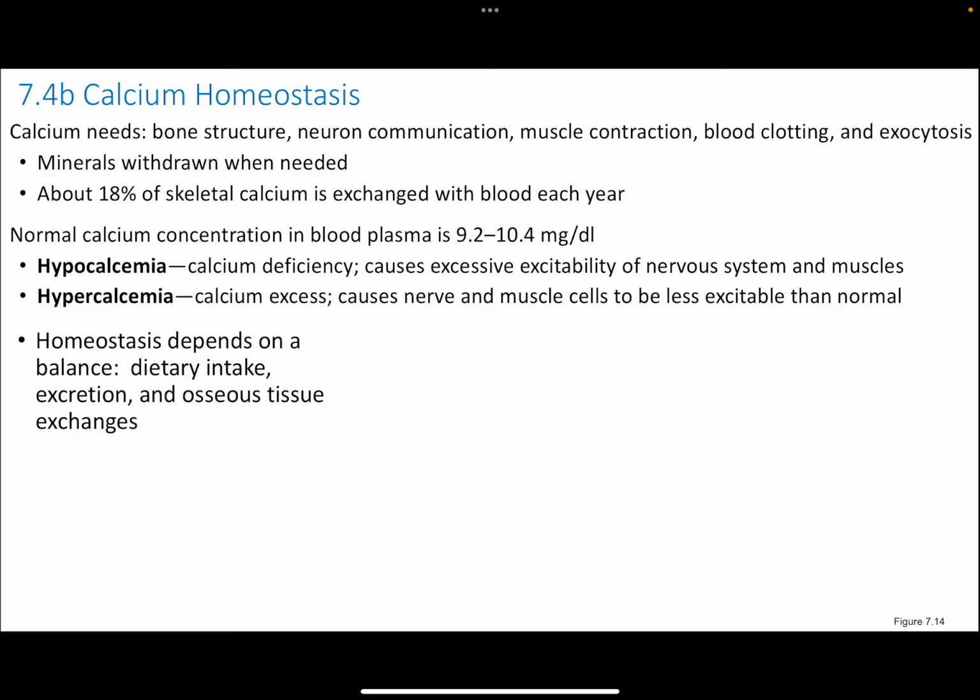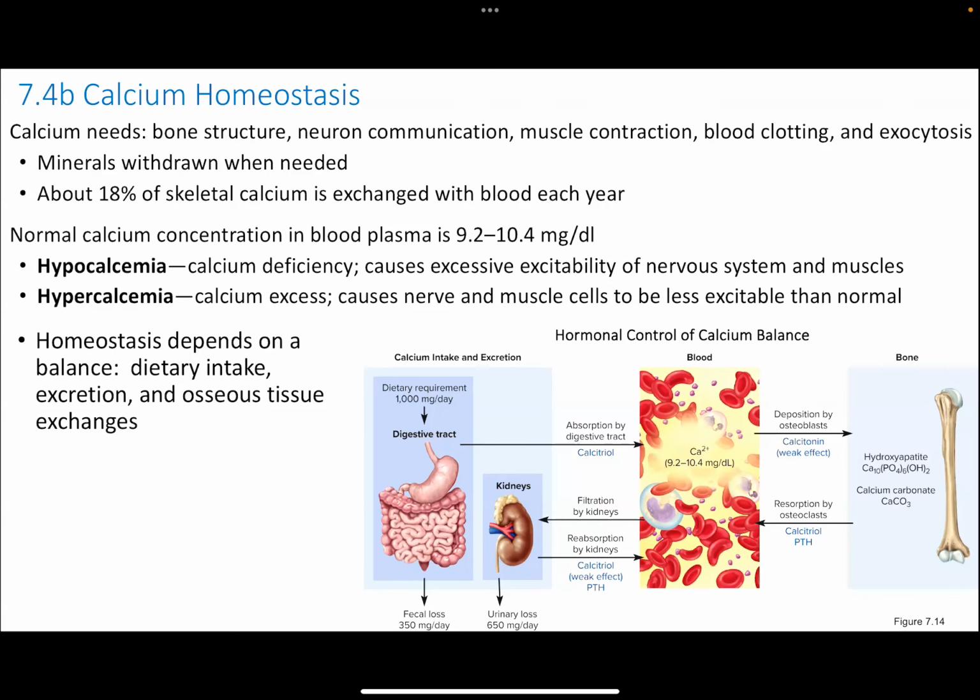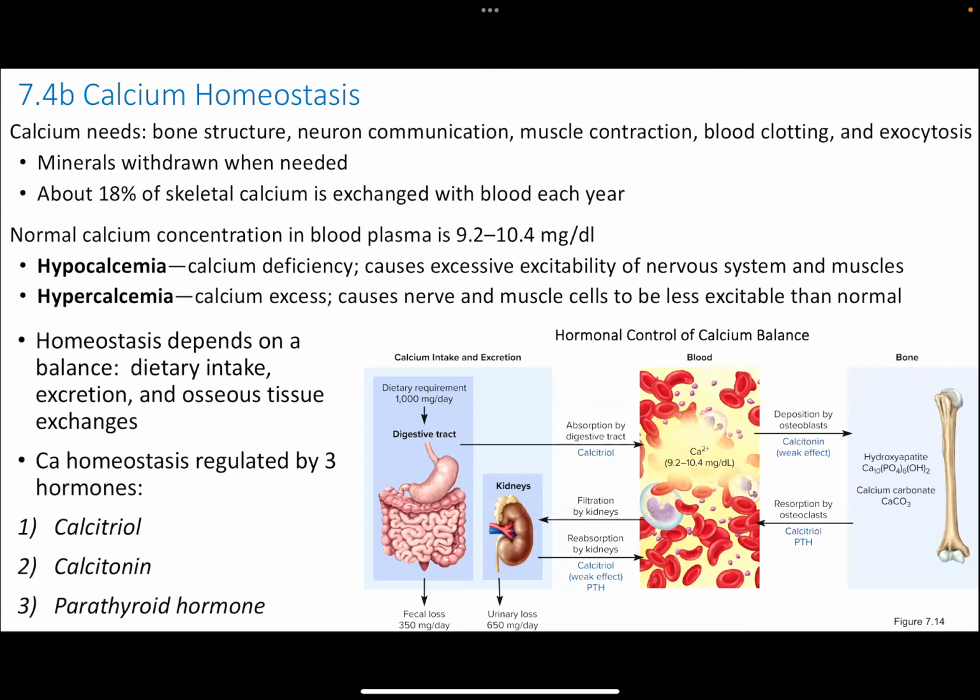How much are you taking in your diet? How much is getting excreted through the urinary and intestinal systems? And how much exchange of your calcium is happening between the osseous tissues, the bone tissues? So we have to take into account all of these things going on at any given time. There are 3 hormones that will help regulate calcium levels: calcitriol, calcitonin, and parathyroid hormone. And we'll talk briefly about each one.